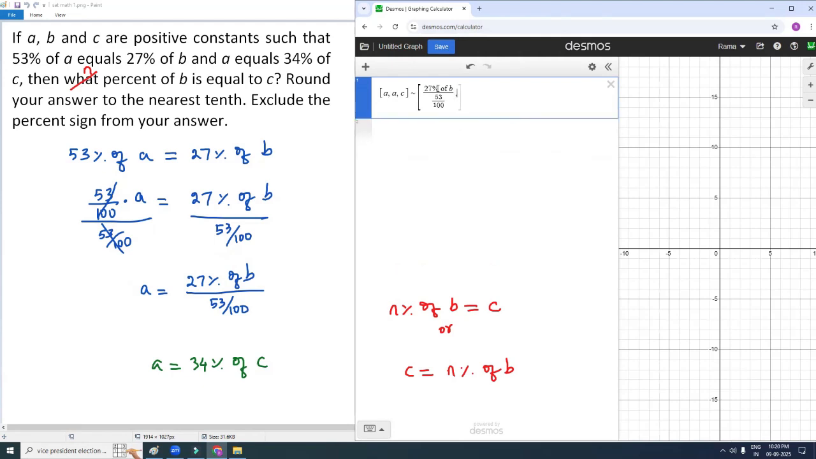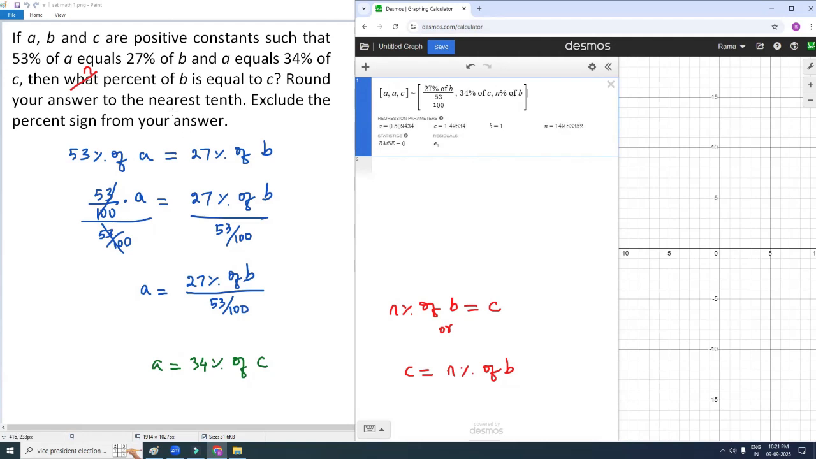Now I have to give input for the second A. For that we have the second equation, that is 34% of C. Let me type it over here. 34% of C. Now we have to give input for the C in the third equation, that is N% of B. Let me type it over here. N% of B. Let's close the square bracket.